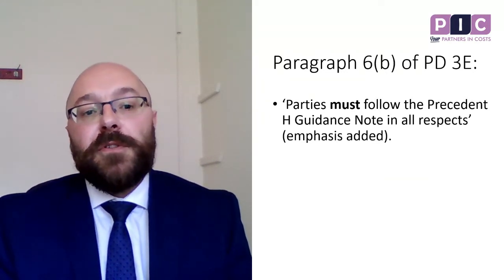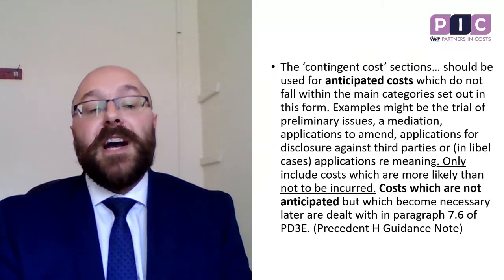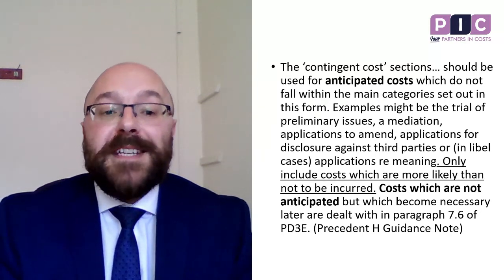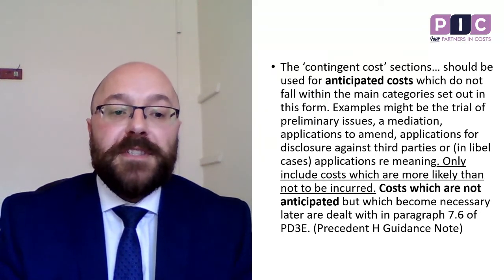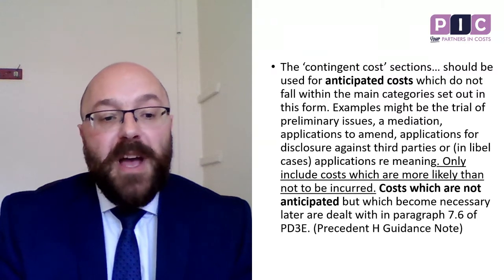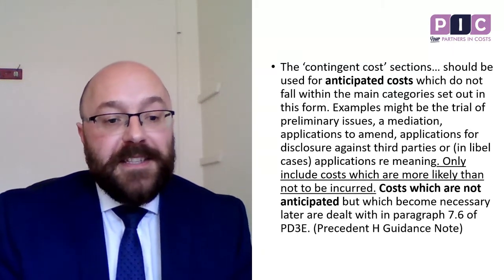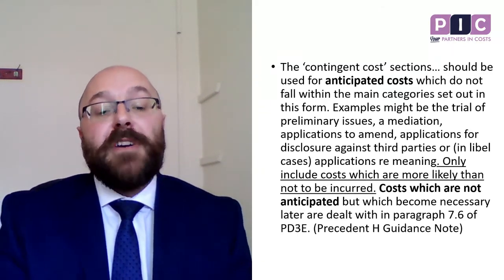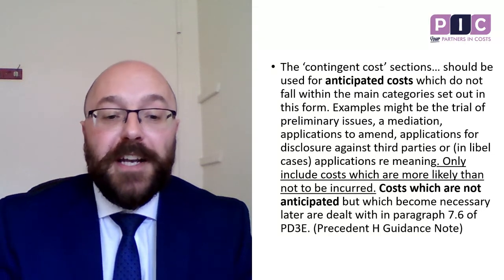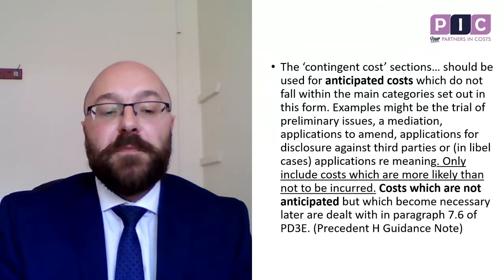It does, though, give us pause for thought just as a general idea. So I come to the contingent cost sections, and the guidance note makes this comment in relation to contingencies. The contingent cost sections should be used for anticipated costs which do not fall within the main categories set out in this form. Examples might be the trial of preliminary issues, a mediation, applications to amend, applications for disclosure against third parties, and so forth. Costs which are not anticipated but which become necessary later are dealt with in paragraph 7.6 of practice direction 3E. And I then return to the underlined aspect that I skipped over, in that only include costs which are more likely than not to be incurred.